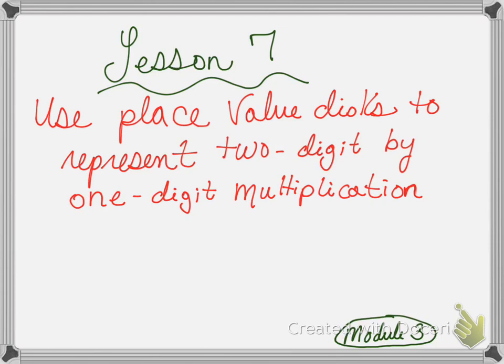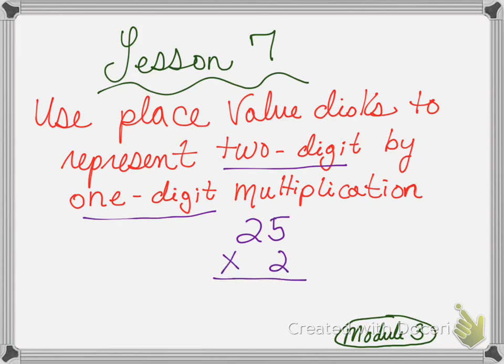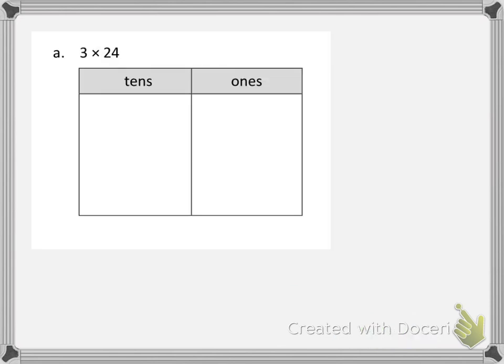Use place value discs to represent two-digit by one-digit multiplication. So basically it looks something like this: 25 times 2. And we're going to be doing that using place value discs to really get that number sense of what's happening. So today we're going to start with 3 times 24, and we're going to use our place value chart. And we're going to model this using place value discs with the 1s and the 10s.